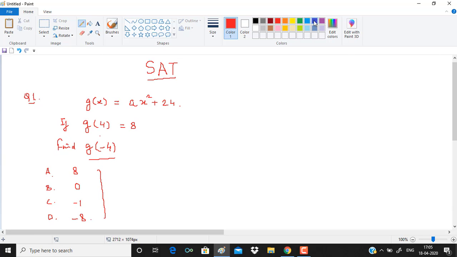So students, first of all, we will see what is the meaning of g(4)? g(4) means in place of x we will substitute 4. That is, over here we will substitute 4. So what we are getting, a times 4 square plus 24, that is 16a plus 24, which is given as 8.